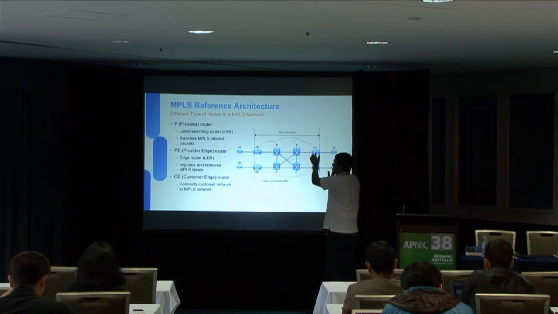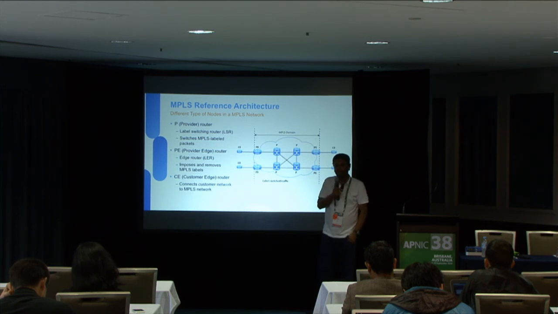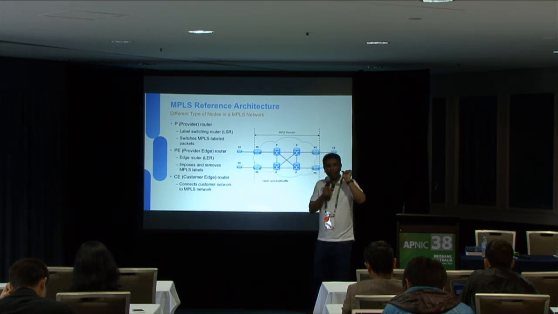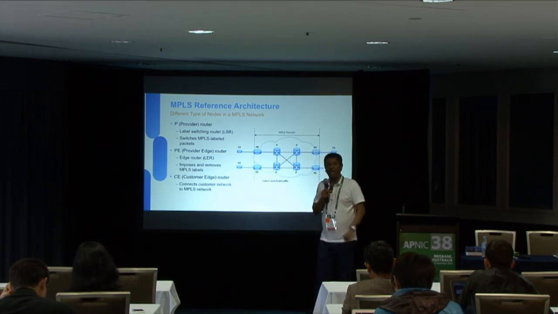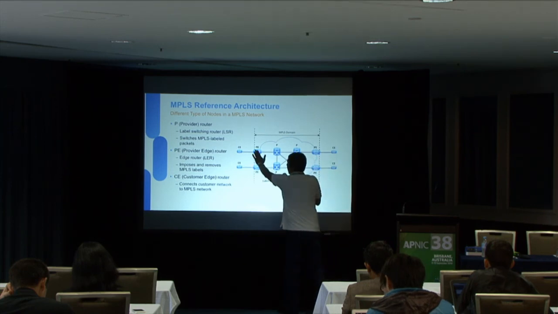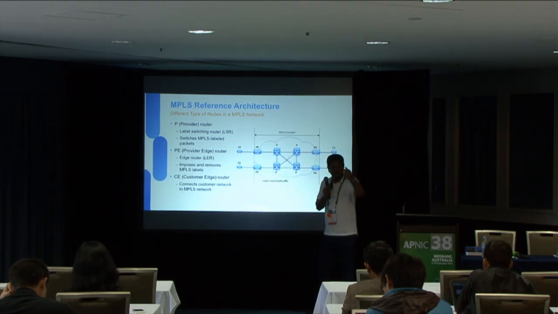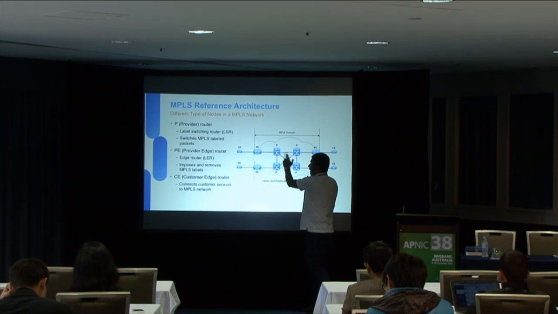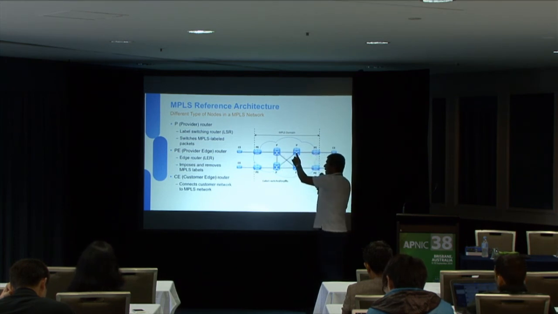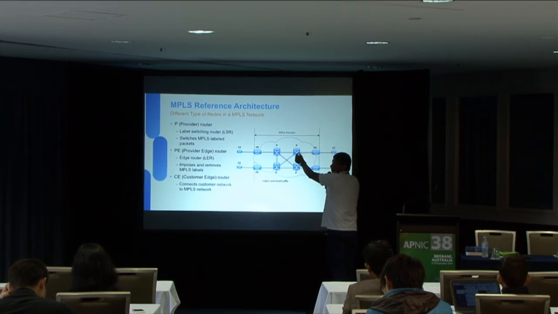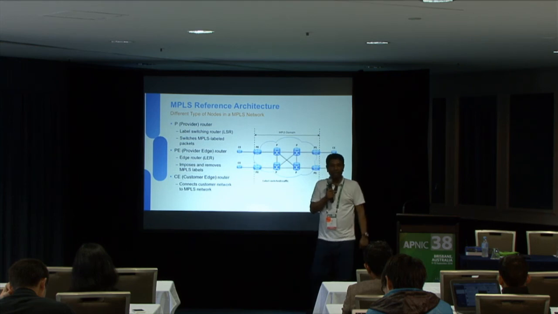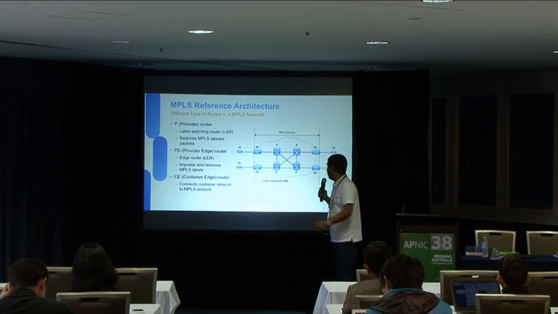In fact, in MPLS there are three label operations: label push, label pop, and label swap. The ingress router is doing label push, adding the label. What are those routers doing? Label swap. When it comes here, this router is just one hop away from the destination, so it will pop the label from the packet, and that's how the native IP packet goes to the other side, right?